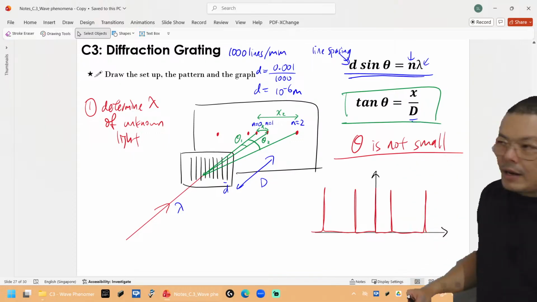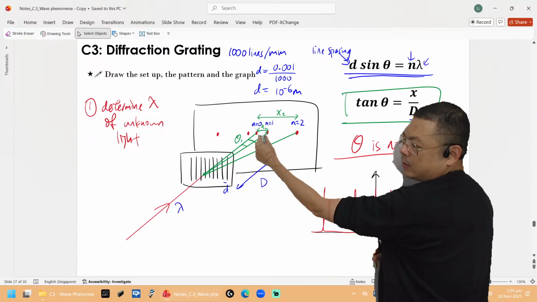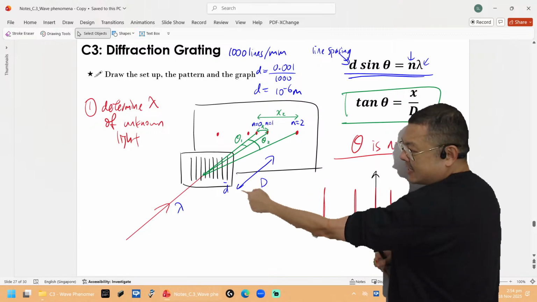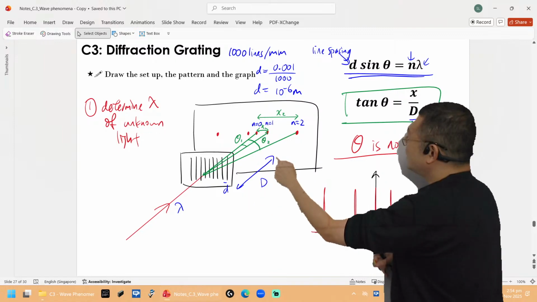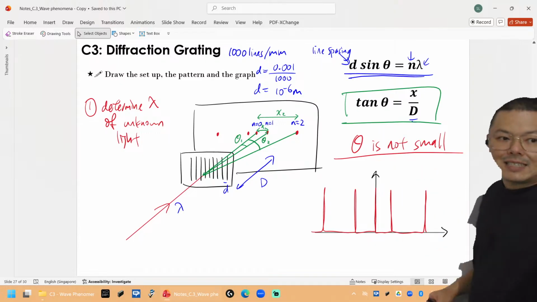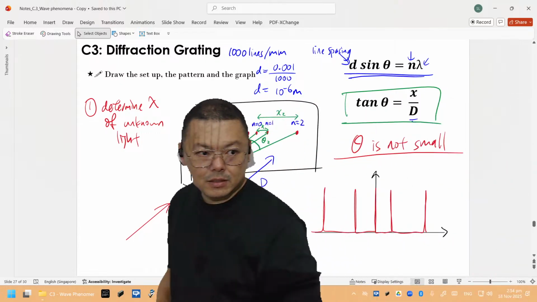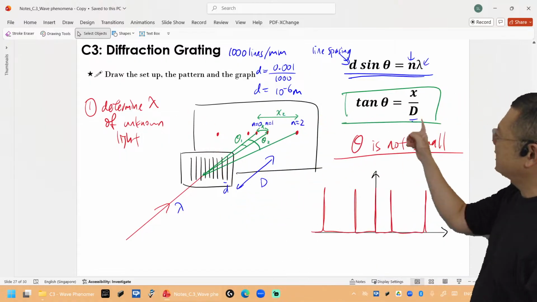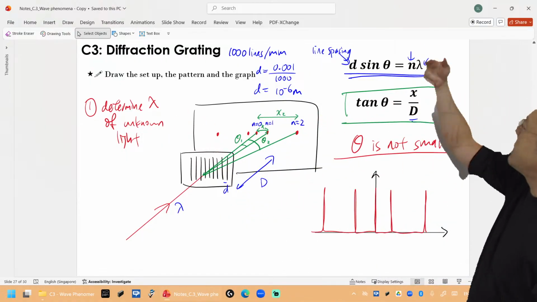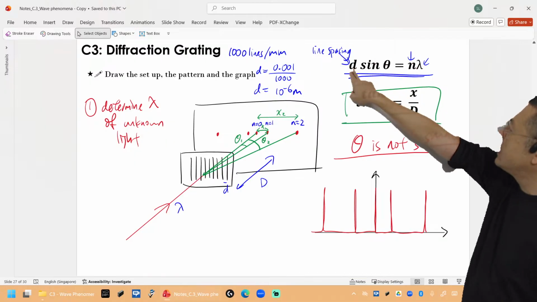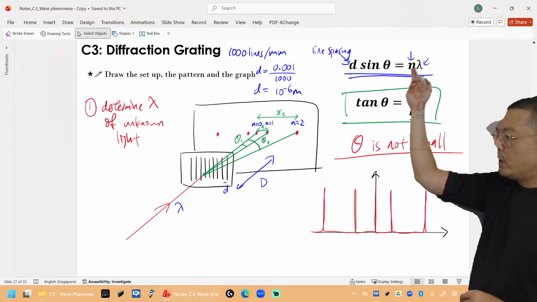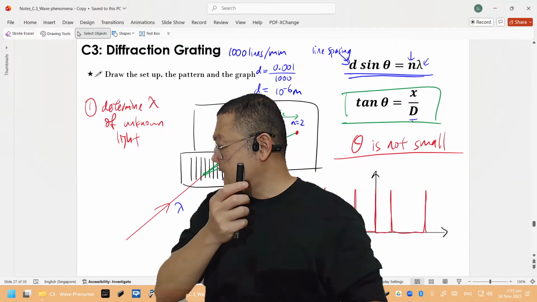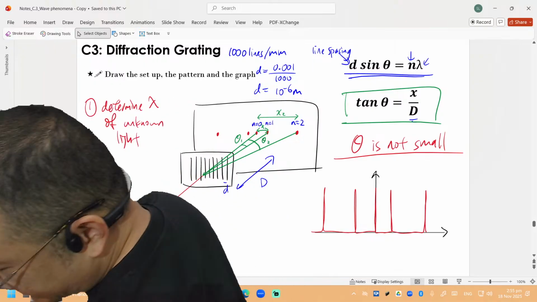So with a ruler, you can measure the linear distance from the central max to the first maxima, right? And you measure that distance. You can measure this distance from screen to slits, and get theta. That's how you find the wavelength of unknown light. Okay? So you measure X, you measure D, you calculate theta, you sub in here theta with the line spacing and the order that you are looking at, you can calculate the wavelength of an unknown light. So even if the label has been torn off, right, you can use that to find the wavelength.